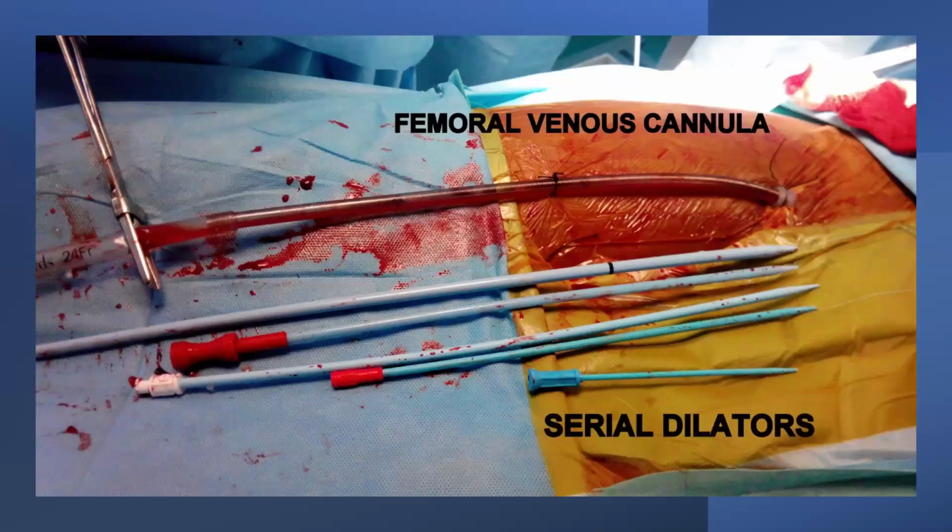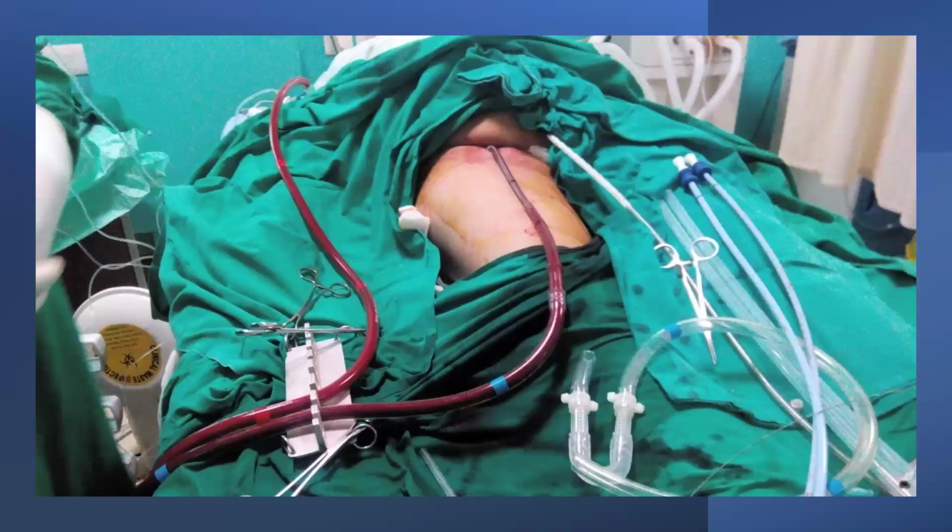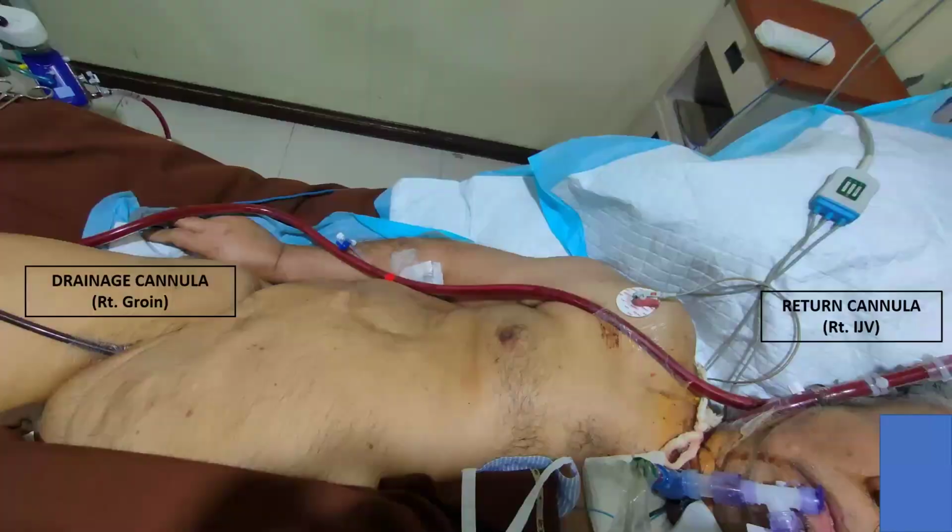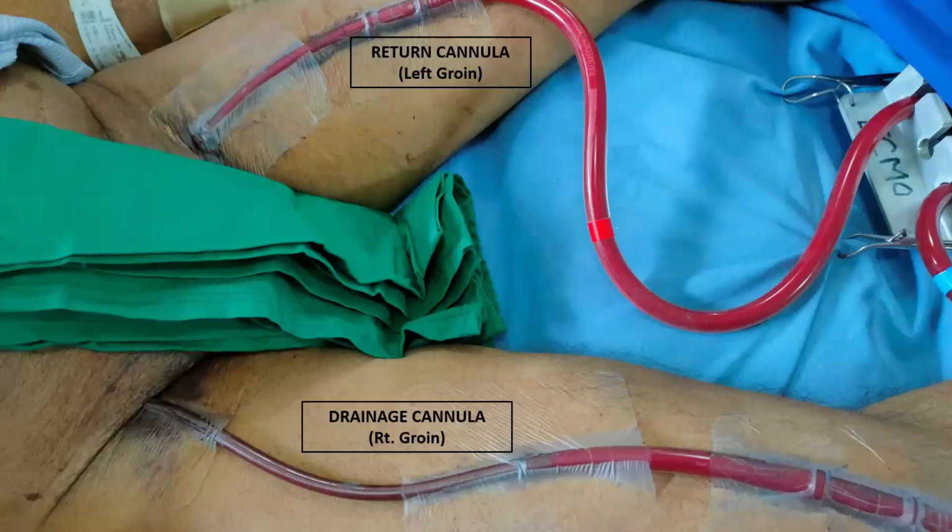You can very well appreciate the drainage cannula in the right groin and the return cannula, the bright colored cannula. So this is a case where we have two venous cannulas in the two femoral veins, and drainage is on the right and the return is on the left.